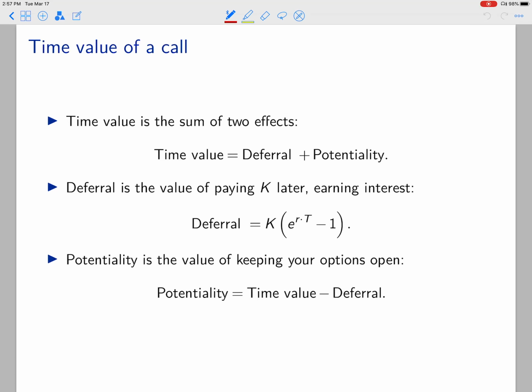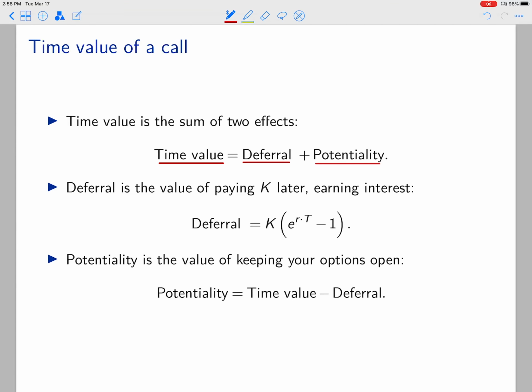It turns out that you can perform a similar decomposition for the time value of the call option. You can split it into two components. The time value is equal to something called deferral plus something called potentiality. What is deferral? Deferral is just the value of deferring payment of the strike, in the case of exercise, to a later date. The idea behind deferral is really simple. It's just time value of money.